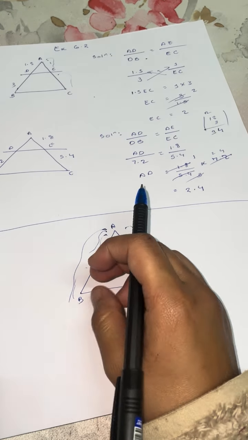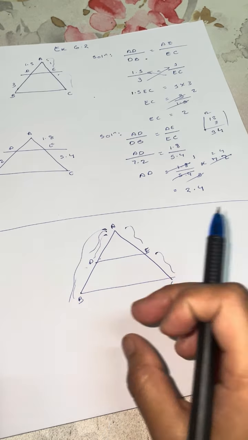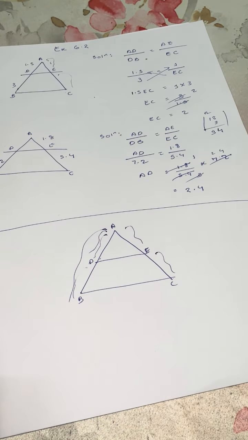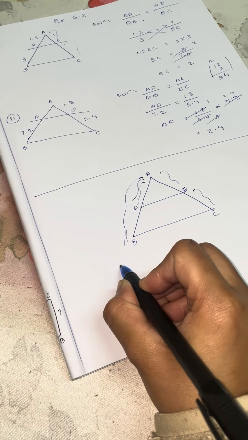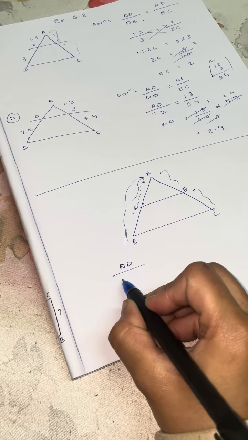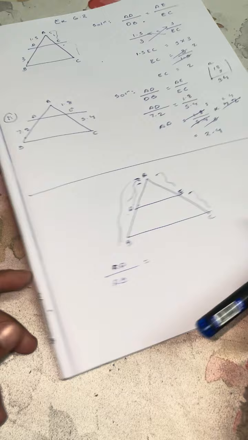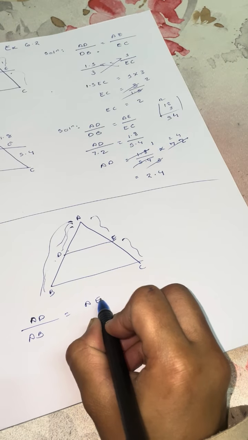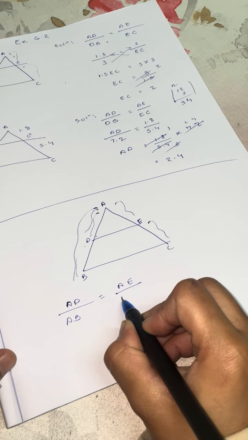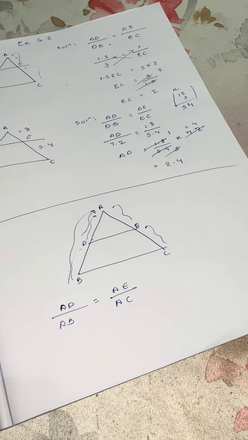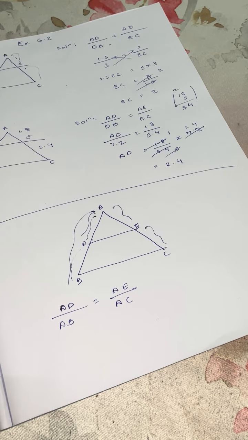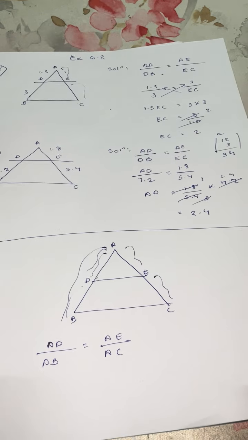The same thing holds for the other side. Since they are in the same ratio, AD is proportional to AB, and AE is proportional to AC. Hence, by the BPT, since they are proportional, they are in the same ratio. They are divided in the same way.